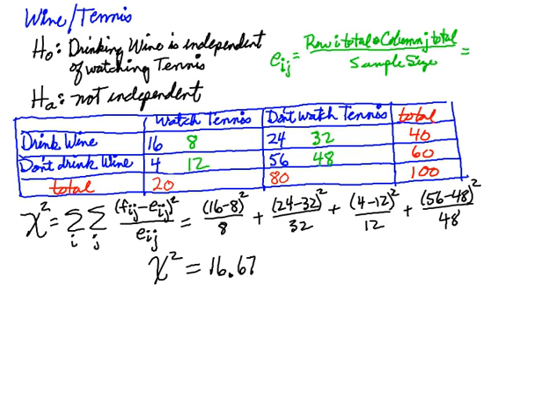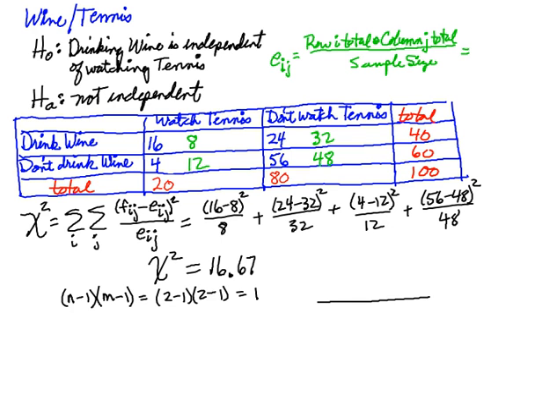Now, what we need to do is to get the degrees of freedom on this. And the degrees of freedom for a test of independence is the number of rows, subtract 1, times the number of columns, subtract 1. So for us, that is 2 subtract 1 times 2 subtract 1, which is equal to 1. So 1 degree of freedom, and we are using alpha 0.05.